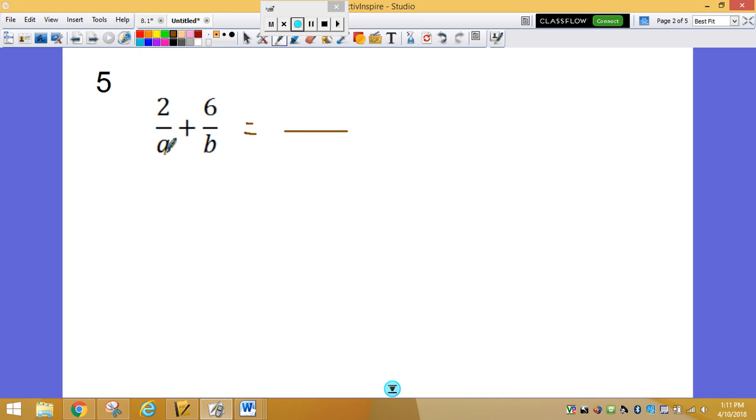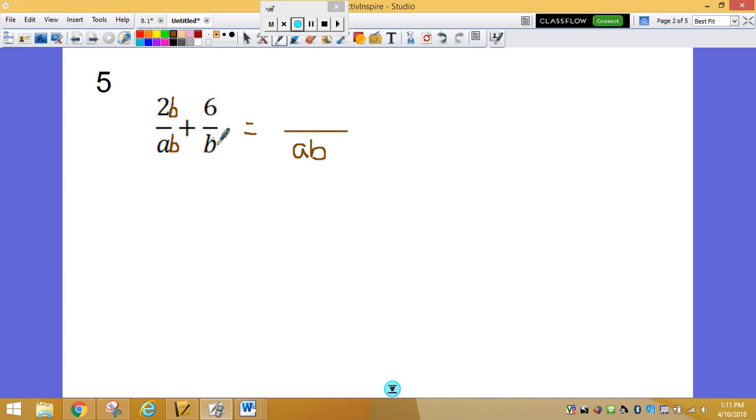So first thing we have to do is figure out our common denominator. Well, this one has an A and this one has a B. So our common denominator needs to be AB. Okay, I got to have both of them in my denominator. So let's look at this fraction. I already have the a, but I have to add a b. And if I add a b on bottom, I have to add the b on top.